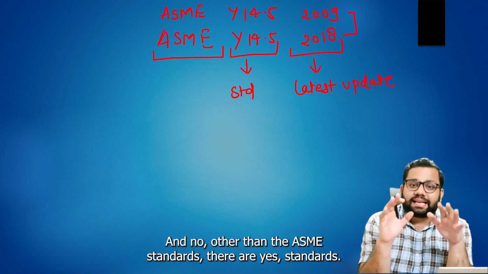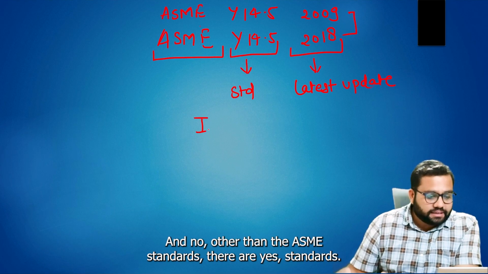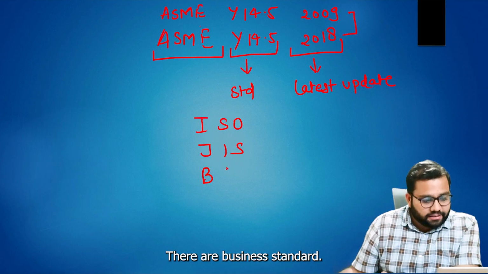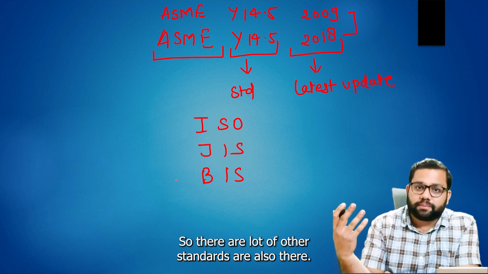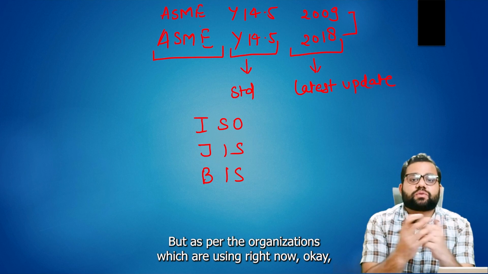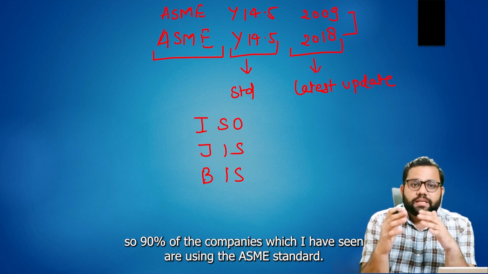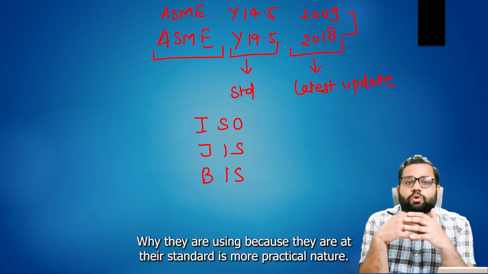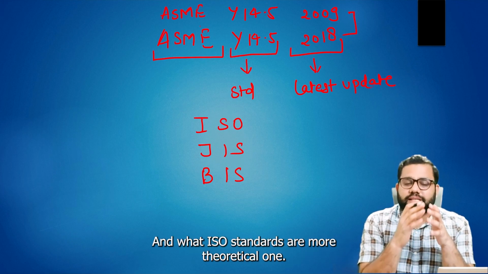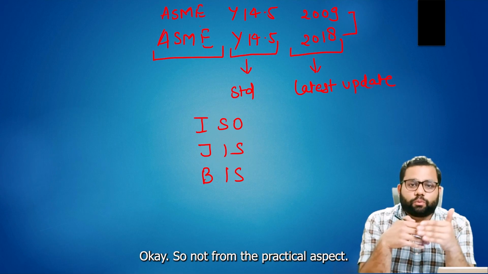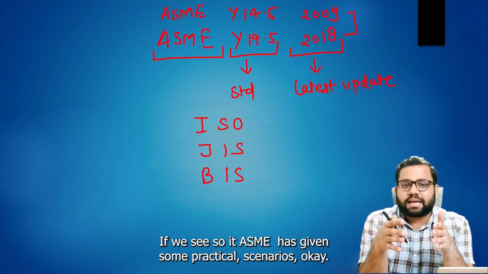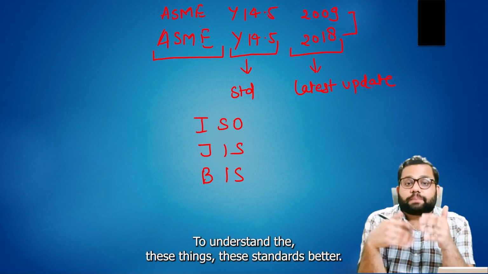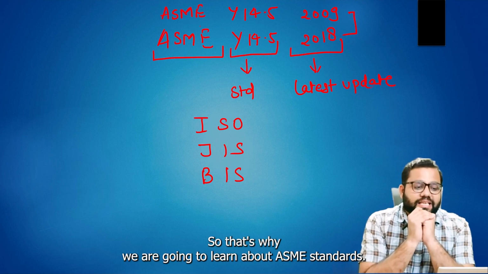And other than the ASME standards, there are ISO standards, there are JIS standards, which are the Japanese standards, there are BIS standards. Okay, so there are a lot of other standards also, but as per the organizations which are using them right now, 90% of the companies which I have seen are using the ASME standard. Why are they using it? Because their standard is more practical in nature, and ISO standards are more theoretical. Okay. So from the practical aspect, ASME has given some practical scenarios to understand these standards better. Okay. So that's why we are going to learn about ASME standards.